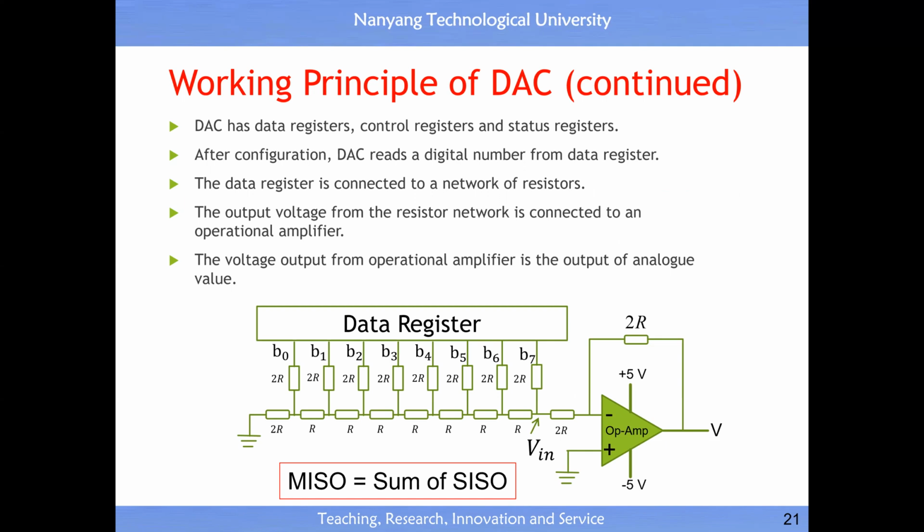We only have 2R and R, right? And this also is a MISO, multiple input, single output, all right? And good news to you is this MISO actually is equal to the sum of SISO, single input, single output, all right? So it means we just consider we have B0 as an input, V as an output, then B1, B2, B3, B4, B5, B6, B7 equal to 0.